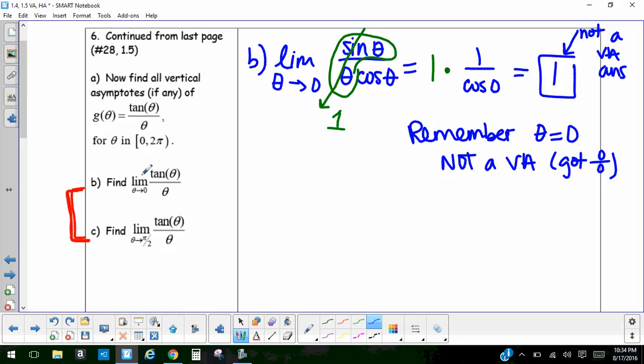If all you do to find vertical asymptotes is set the bottom equal to 0, sometimes you're going to get some things that aren't vertical asymptotes. If you checked through the limits, that would also be another thing you could check, or just checking that you don't get 0 over 0.